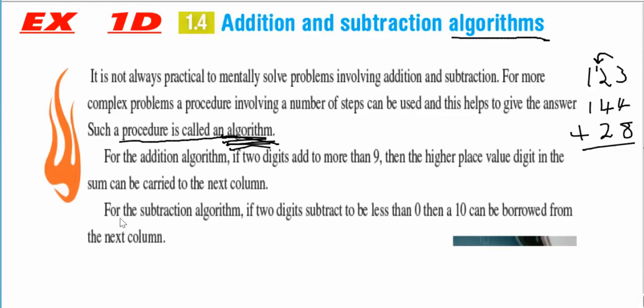For the subtraction algorithm, if two digits subtract to less than 0, then we need to go the other way. If we were subtracting, we can borrow a 10 from this column and put it into this column to allow us to make that subtraction. So we might have, for example, 43 minus 28. So it's 3 minus 8 here. We can't do 3 minus 8, it's less than 0, so we can borrow a 10 from this side and add it over to this side, so we can then do that calculation. And that's what that means.